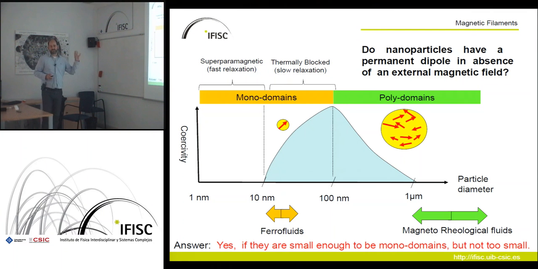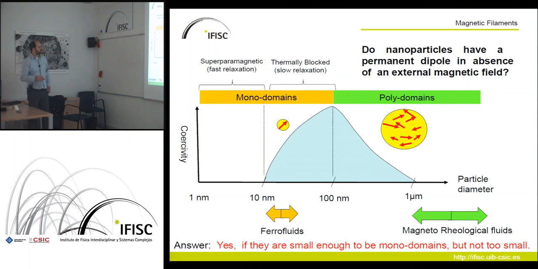But for that, of course, it must be a suitable material, but also the size of the particles is important, because if the particles are too big, they are polydomains, so magnetic polydomains. So there is more than one magnetic dipole, and the sum of all of them is just zero. So you don't have a permanent magnetization in the absence of a field.